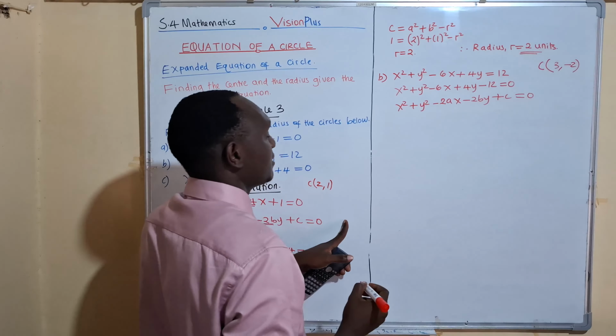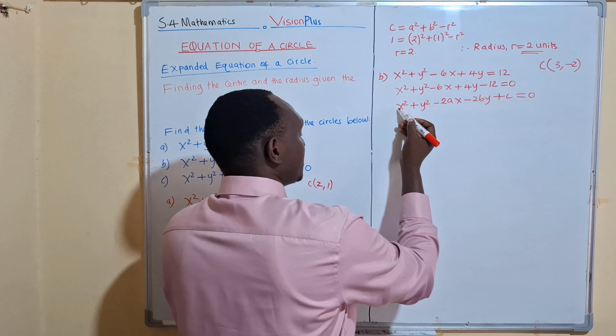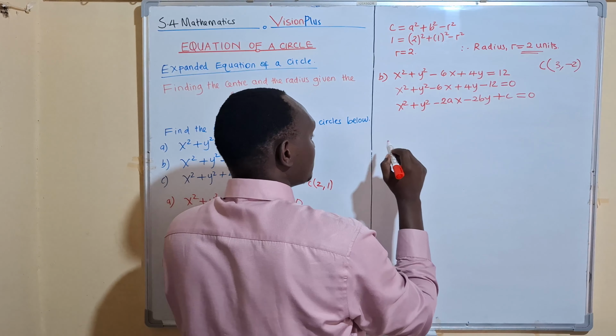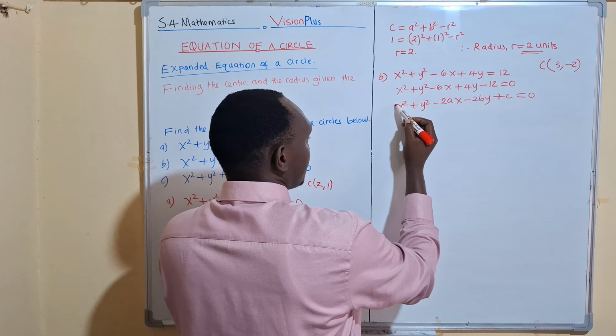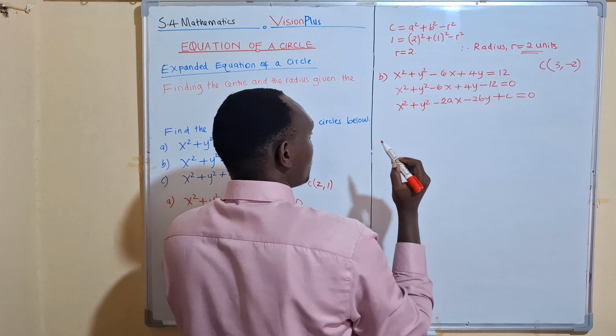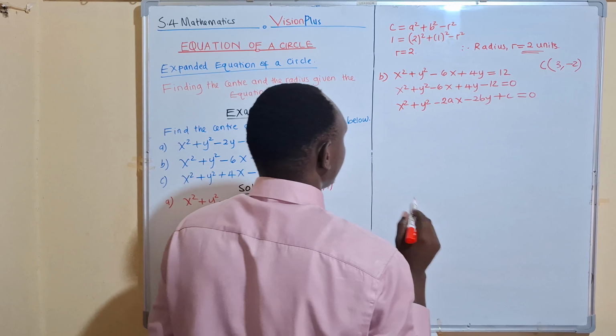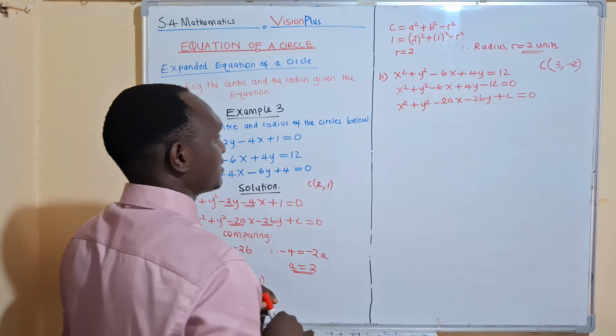One thing that you must keep in mind is that the coefficients of x squared and y squared must always be the same. Like here it is 1, it is 1. They must always be the same. If it is 2 here, it must be 2 here. Otherwise, if they are different, it is not the equation of a circle.